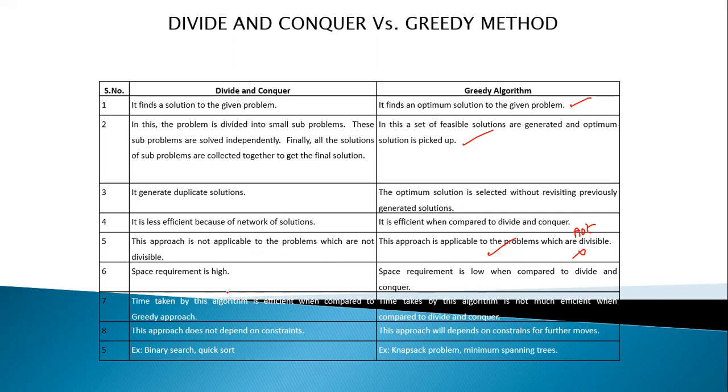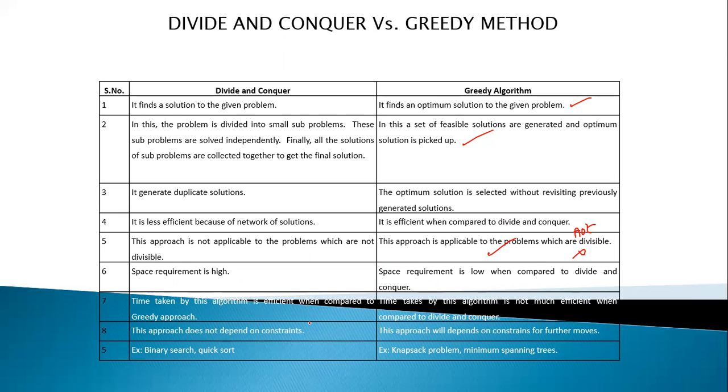Time taken by divide and conquer is efficient when compared to the greedy approach. Time taken by the greedy algorithm is not as efficient, because we calculate all the feasible solutions and among them select one solution. Space requirement in divide and conquer is very high, because it stores all the subproblems and their solutions individually, and finally all the solutions are clubbed together. So when compared to divide and conquer, the greedy method requires less space.